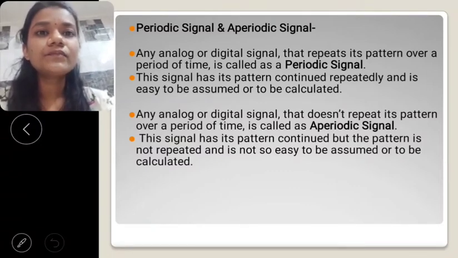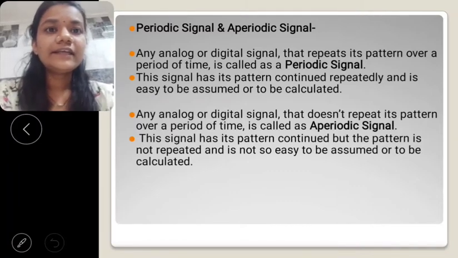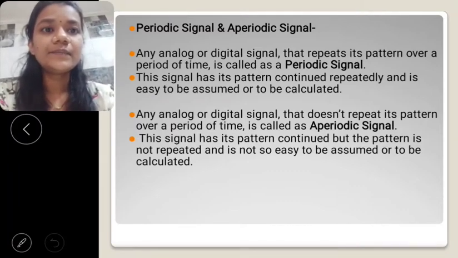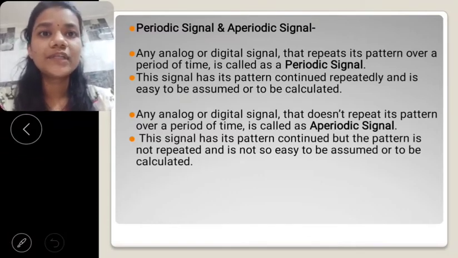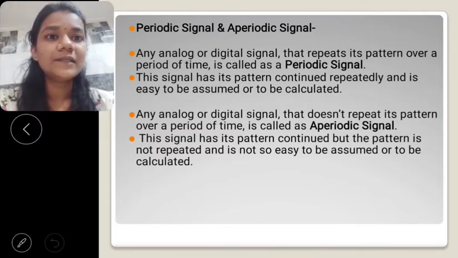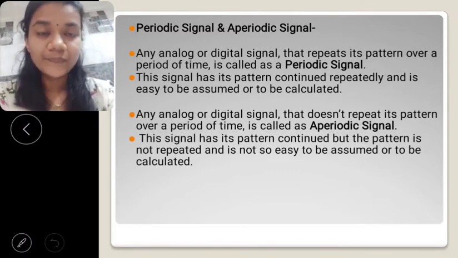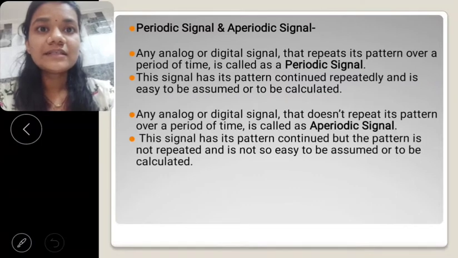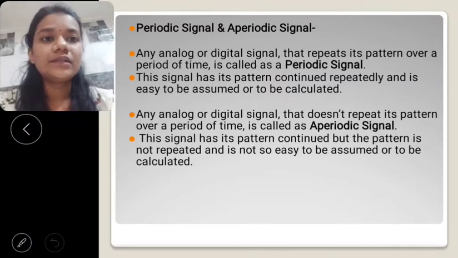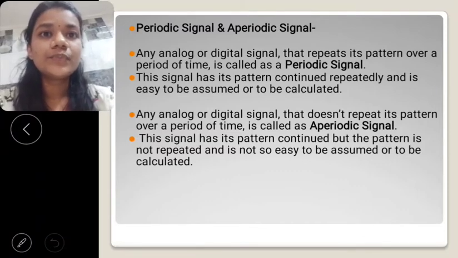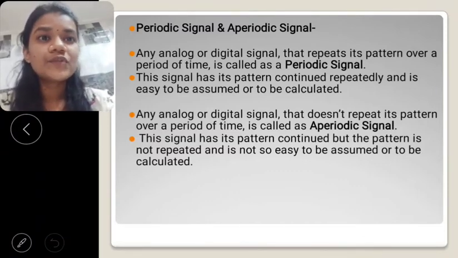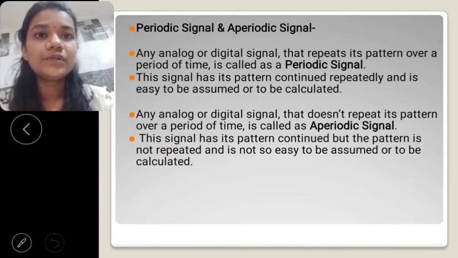Next, what is an aperiodic signal? Any analog or digital signal that doesn't repeat its pattern over a period of time. A signal whose pattern does not repeat at a certain time, we call it an aperiodic signal. This signal has its pattern continue but the pattern is not repeated. It is not so easy to be assumed or calculated. So for calculation, an aperiodic signal is difficult. So this is nothing but the periodic signal and aperiodic signal.